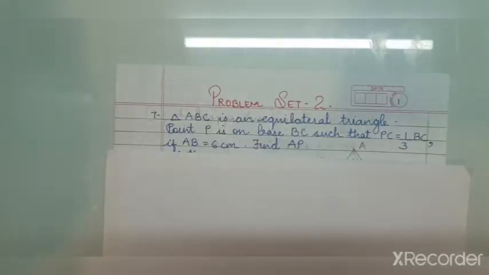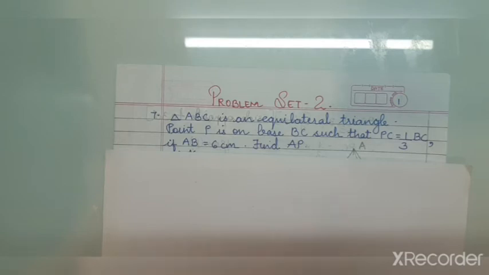Let's look at the 7th sum from Problem Set 2. The sum is: triangle ABC is an equilateral triangle. Point P is on base BC such that PC is equal to 1/3 BC. If AB is equal to 6 centimeters, find AP.